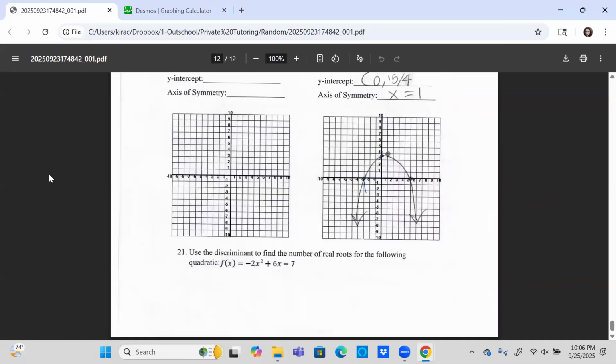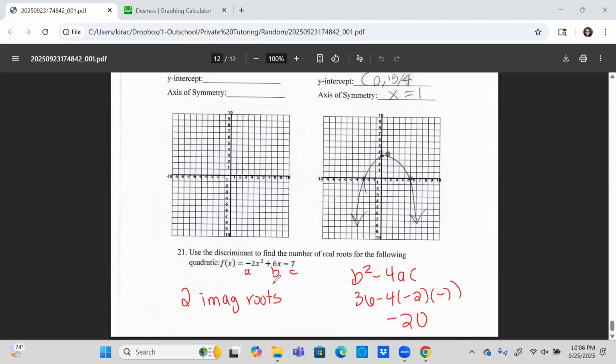Discriminant is, if you did the quadratic formula, it's what's under the square root. It's b squared minus 4ac, but not the square root of it. So a, b, c. So 36 minus 4 times -2 times -7. Just put that through your calculator. That's -20. When this is negative, you're going to have two imaginary roots. When it's positive, you're going to have two real roots. And when it's 0, you're going to have one real root. So ours was negative, two imaginary roots.